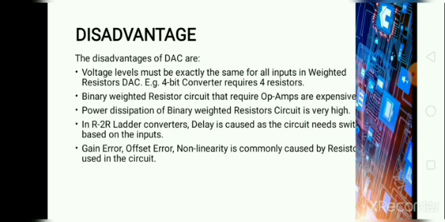Disadvantages of DAC. Voltage levels must be exactly the same for all inputs in weighted resistor DAC. For example, a 4-bit converter requires 4 resistors. Binary weighted resistor circuits that require op-amps are expensive. Power dissipation of binary weighted resistor circuits is very high. In R2R or later converters, delay is caused as the circuit needs switching based on the inputs. Gain error, offset error, and non-linearity are commonly caused by the resistors used in the circuit.